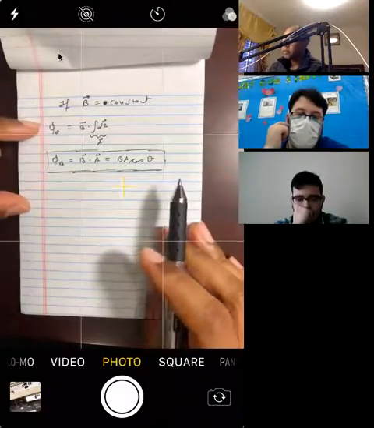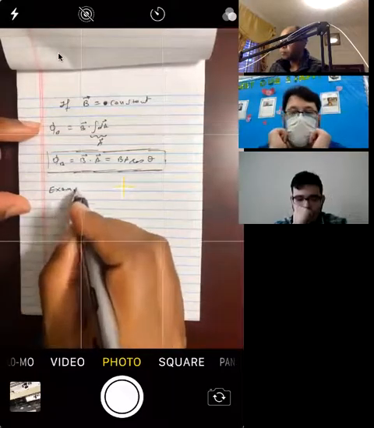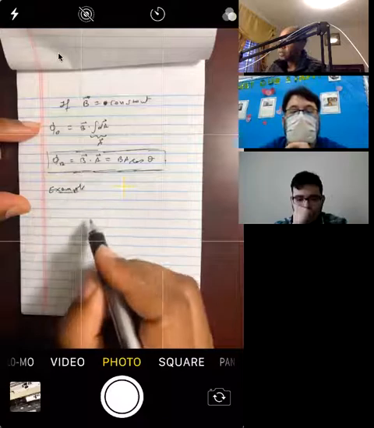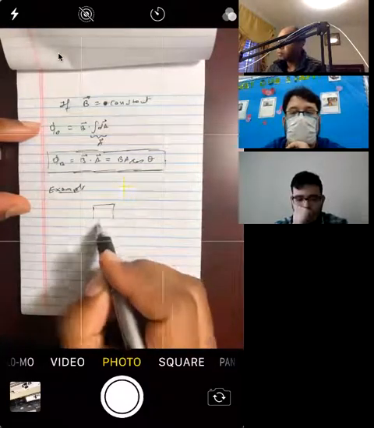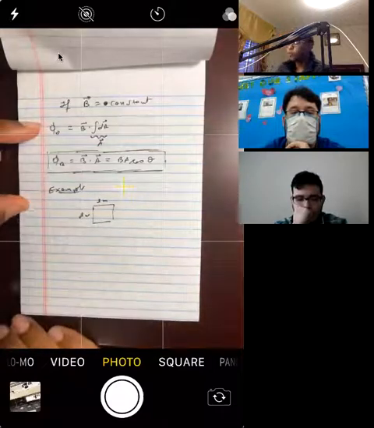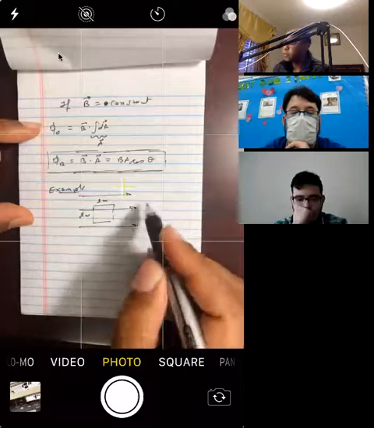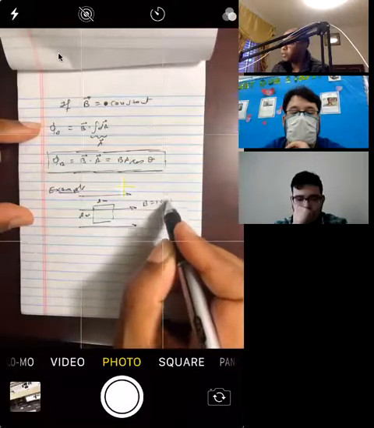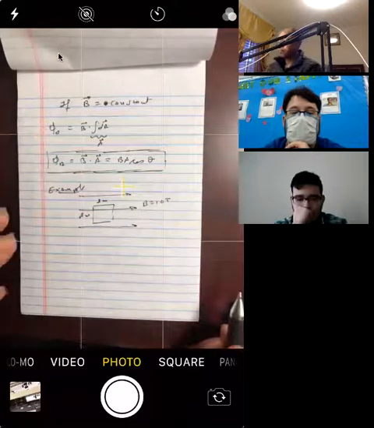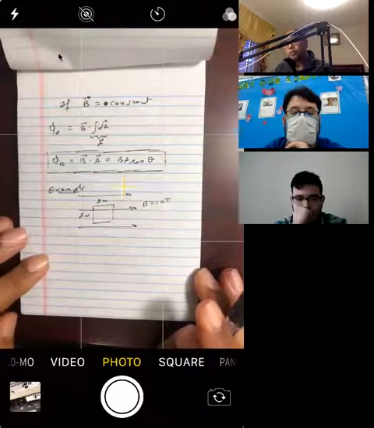Now let's look at some examples. Example. Now suppose, let's say we have this loop. Let's say it's 2 meters by 2 meters. Okay, it's a conducting loop over here. And let's say the magnetic field goes like this. Let's say this is B equals 10 Tesla. Now, can you tell me what the flux crossing this loop is?